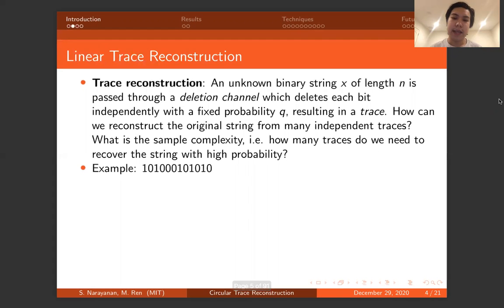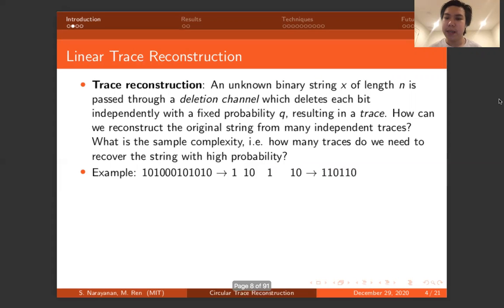So for example, let's say the unknown string is this string here, and let's say q is about a half. It'll be passed through the deletion channel, and these bits marked in red will be deleted. And then what we see is the result of concatenating all of the remaining bits together. So we see 110110. And we want to determine what the original string is after seeing many different traces like this.